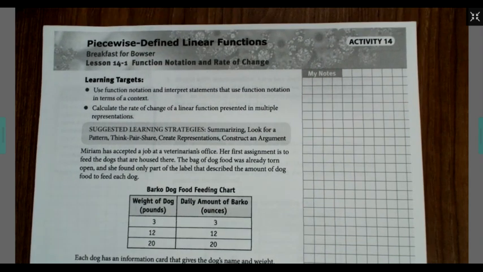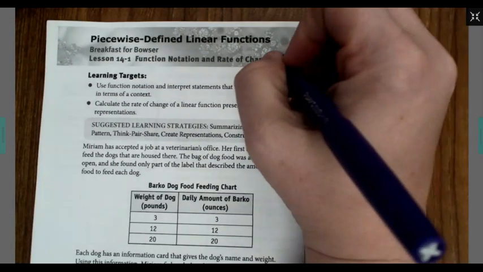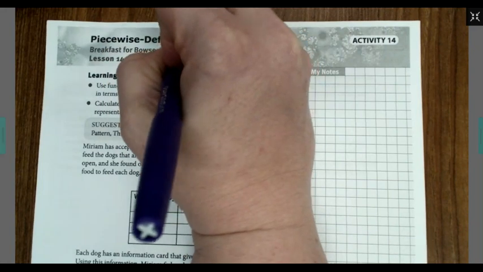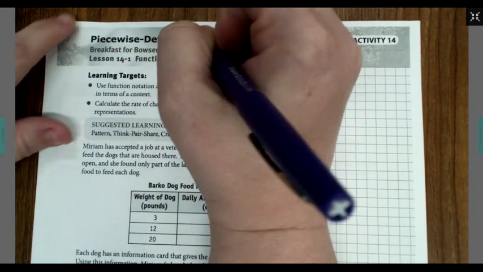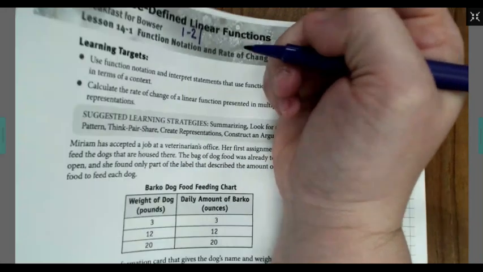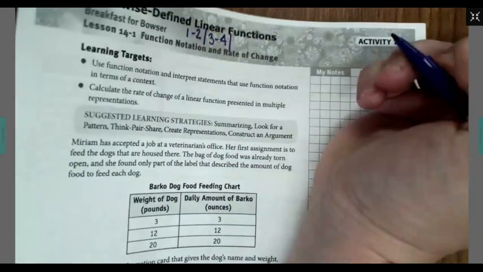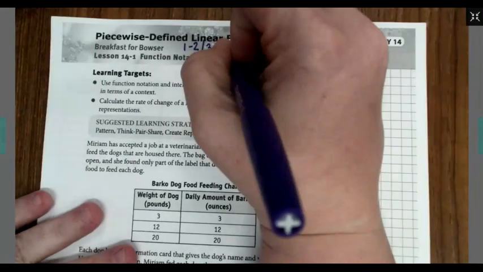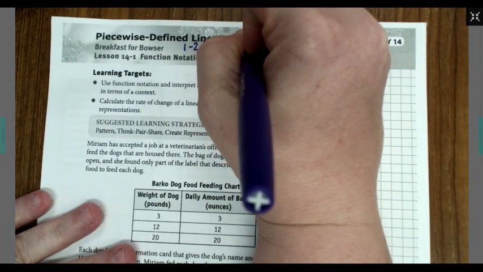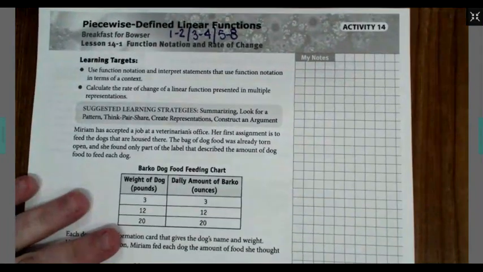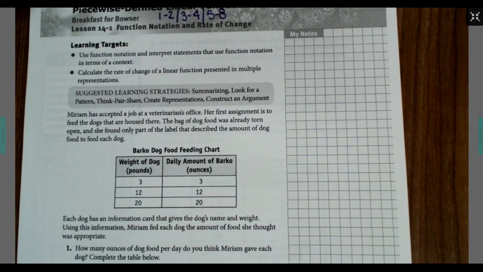Today we're going to be covering lesson 14-1, function notation and rate of change. We will split this lesson into 3 separate sections. We will cover questions 1 and 2, questions 3 and 4, and then we will finally cover questions 5 through 8 to wrap up the lesson. So let's go ahead and get started.